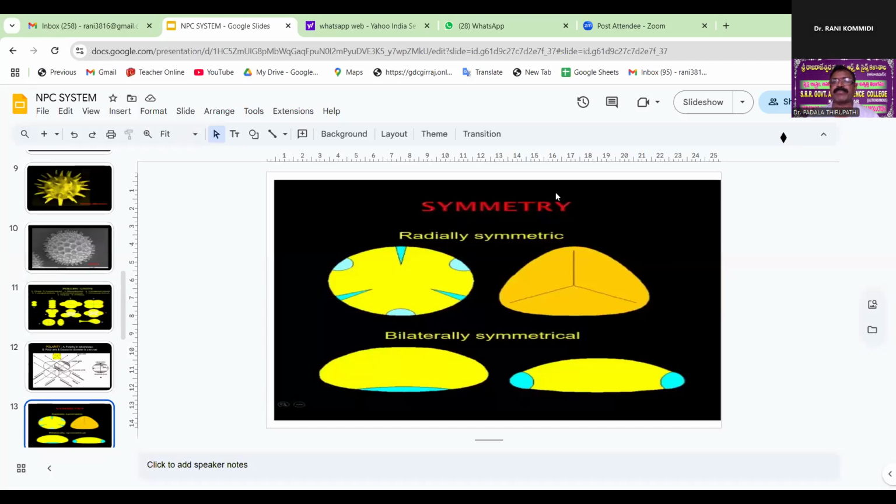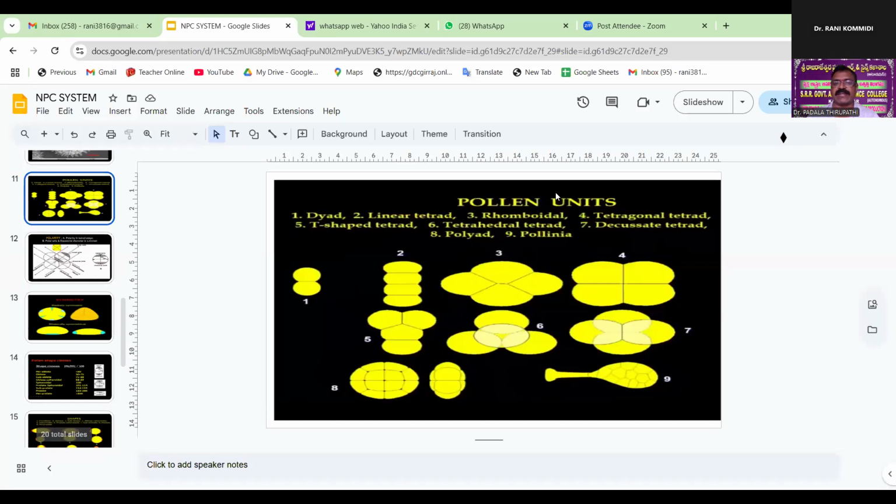At the same time, we can add one or two important aspects here. The study of pollen grains in the air or in the atmosphere, we can call aeropalynology.